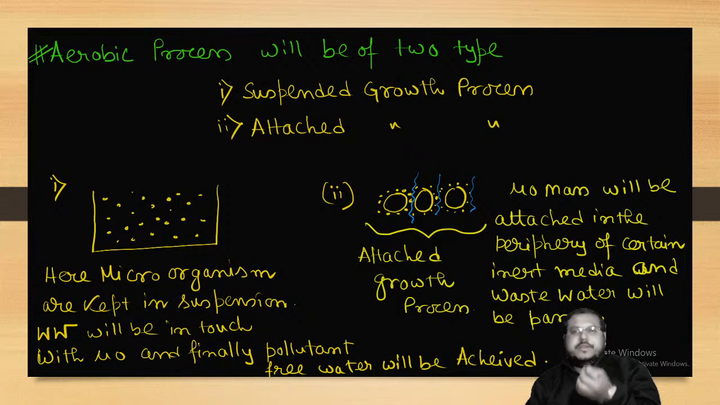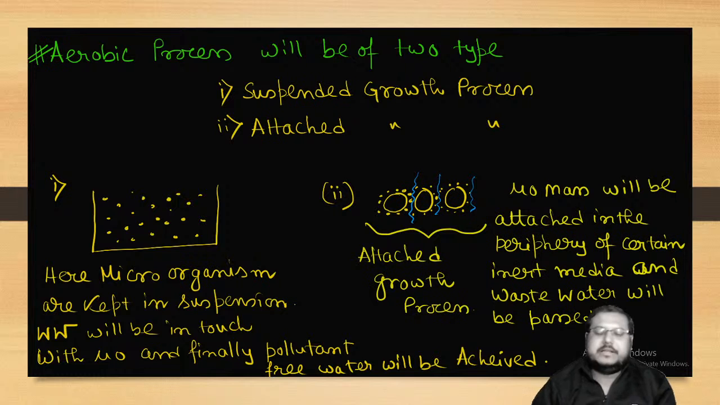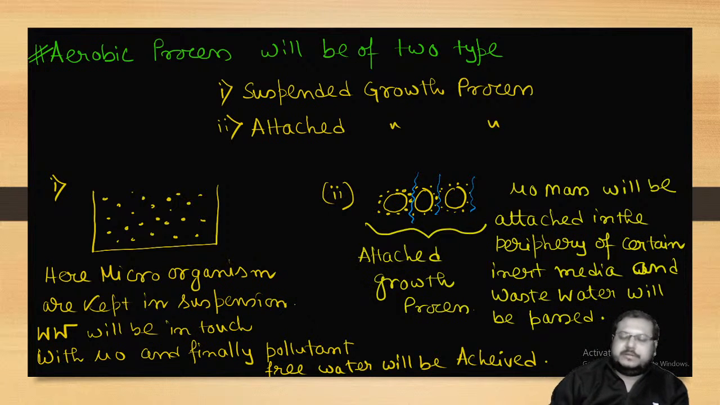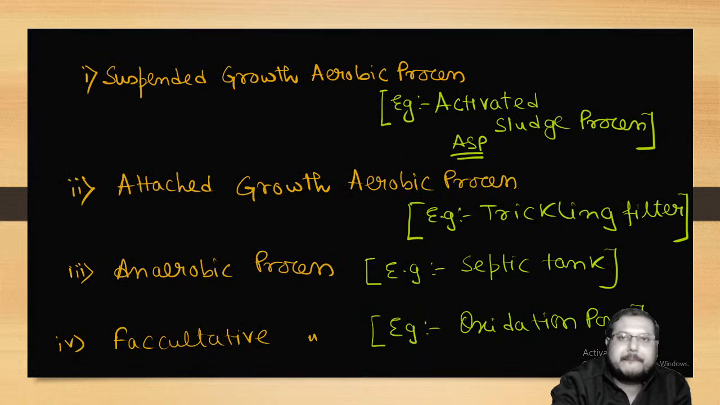And the aerobic process will be of two types: suspended growth process and attached growth process. The details of the suspended growth process we have already discussed. An example of suspended growth process is the activated sludge process.